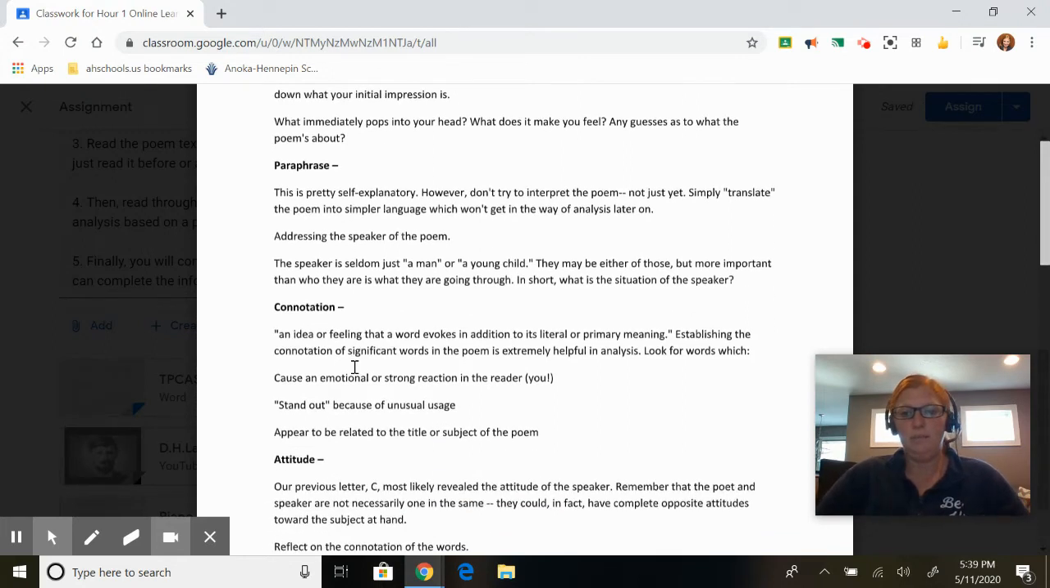Connotation, looking at what significant words mean in a variety of ways. So maybe a word means one thing, but what is the connotation of it? What is the reaction to that? So we're looking at the connotation of words and how they may stand out. Maybe they have more than one type of meaning as we're going through that.